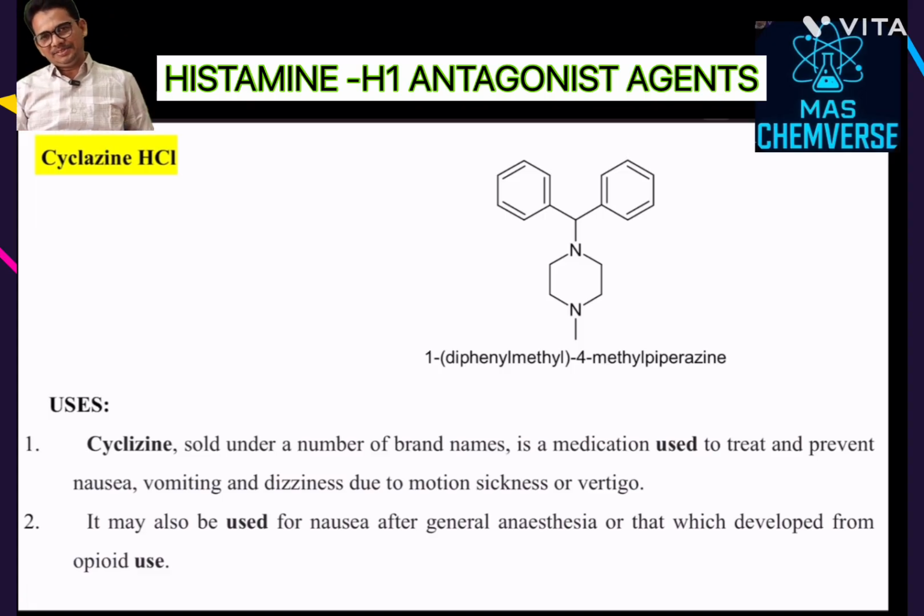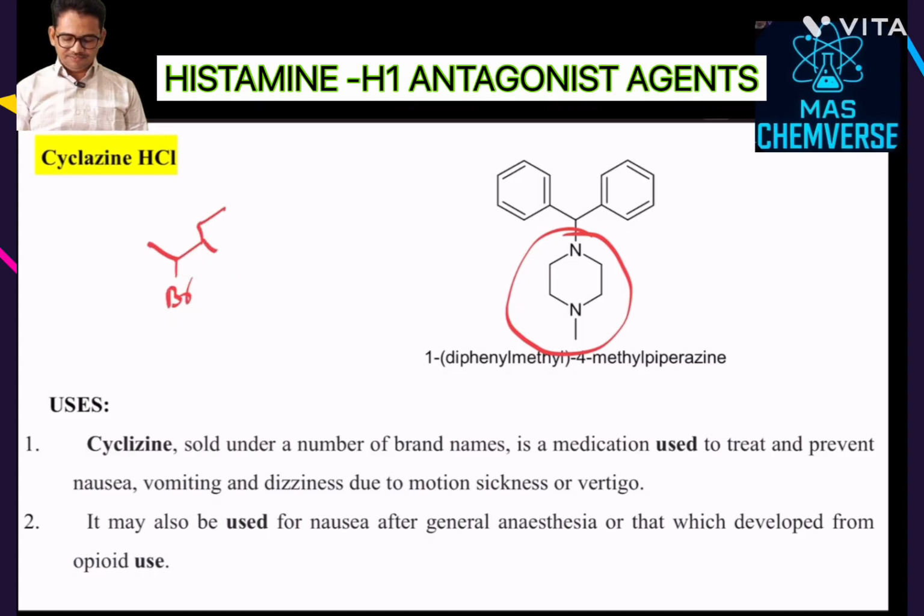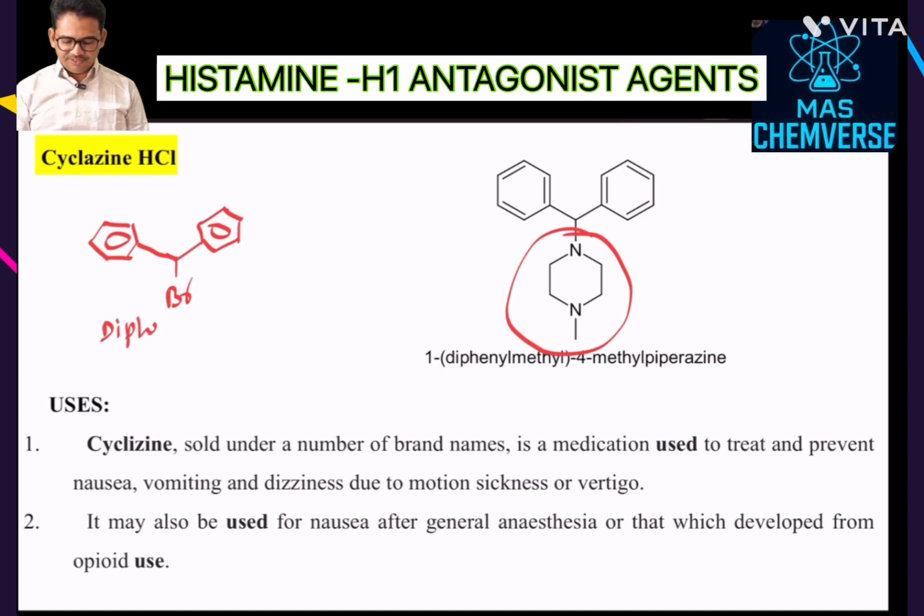Next, the piperazine derivatives. Piperazine derivatives will have the structure called piperazine. This is the piperazine structure. When you see here, piperazine is present. On the other side there is the methyl group. This is the bromide, diphenyl methyl bromide.